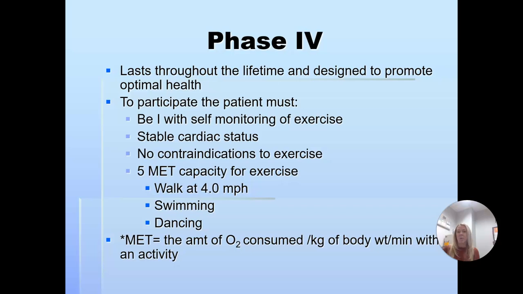It's designed to promote optimal health. The patient does need to be independent with monitoring their own exercise. They should have demonstrated a stable cardiac status throughout the previous 3 phases of rehab and demonstrate no contraindications to exercise, which again was a couple slides ago, that list of symptoms like the super high blood pressures, chest pain, confusion, extreme fatigue, things like that. This mentions MET capacity for exercise, but like I said, we are typically looking more at RPEs now, rate of perceived exertion, how hard the patient feels that they're working. So some examples of exercises they can continue with are brisk walking, swimming, dancing, anything that they like and that they tolerate.